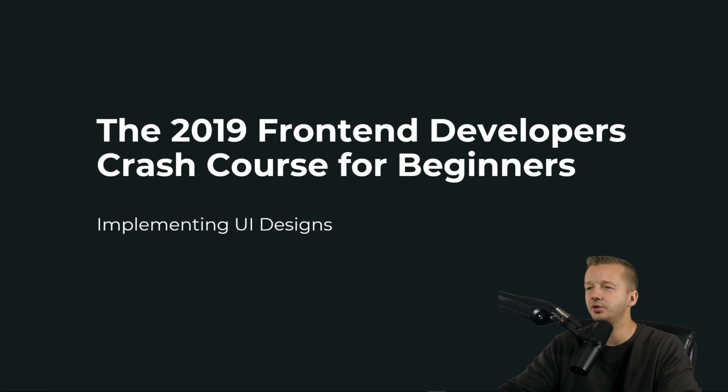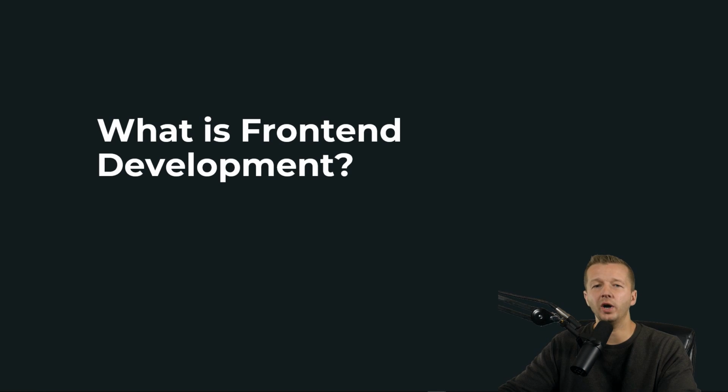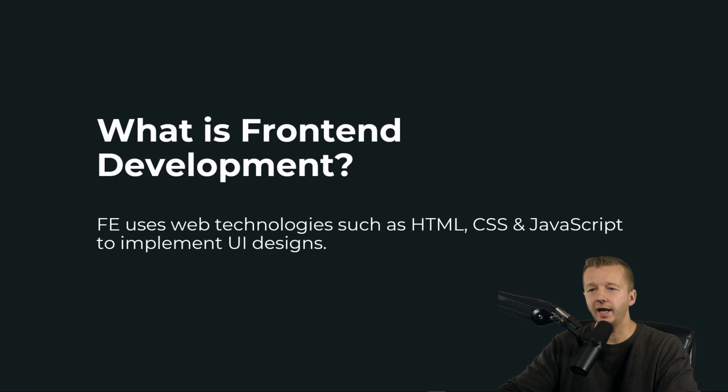All right. So welcome to the very first exciting slide, 2019 Front-End Developers Crash Course for beginners. And we're going to be implementing UI design. So first of all, what is front-end development? Well, front-end, or FE as the acronym is, uses web technology such as HTML, CSS, and JavaScript to implement UI design. So typically, you have a UI designer who will create the mockups for the different screens associated with the website or the app. They'll hand them off to you as the front-end developer to then take those mockups and make them a reality in the browser with HTML, CSS, and JavaScript.